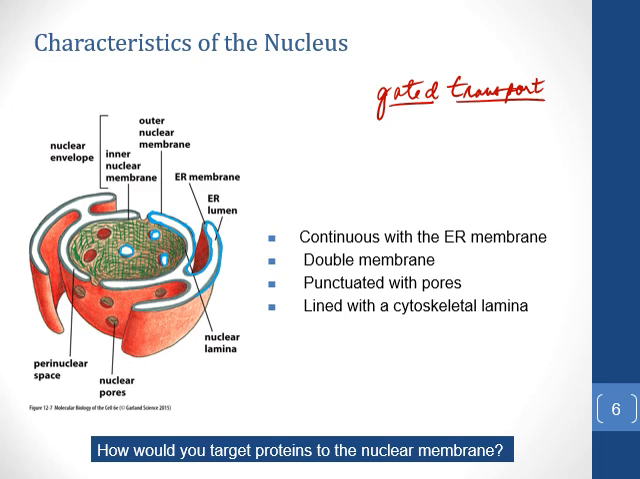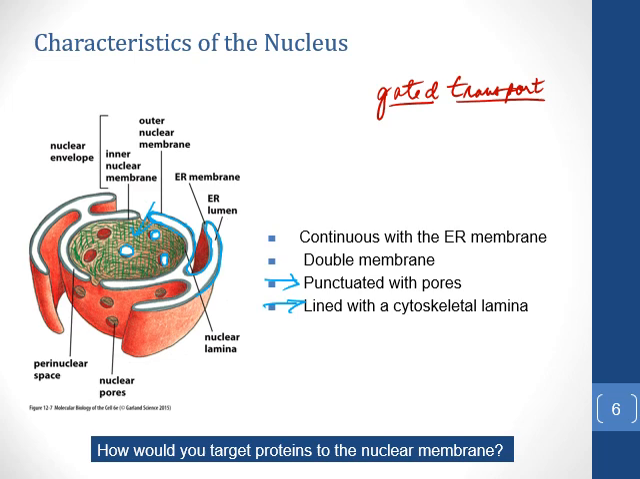The membrane is punctuated with these pores, and it's lined with a cytoskeleton, and the cytoskeleton is shown in green here. This green lining on the inside of the nucleus is really important because what we're going to see in just a second is that there are a bunch of proteins that are inserted into those pores that are involved in the transport mechanism. And the cytoskeleton actually helps to keep those pores in place.